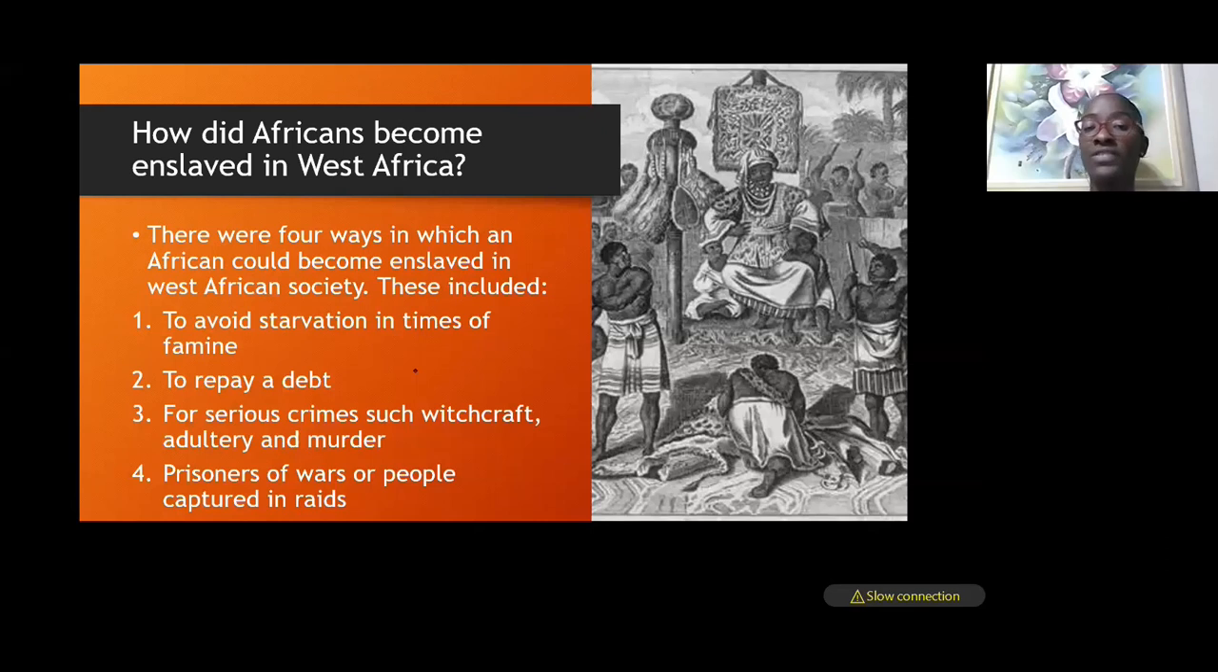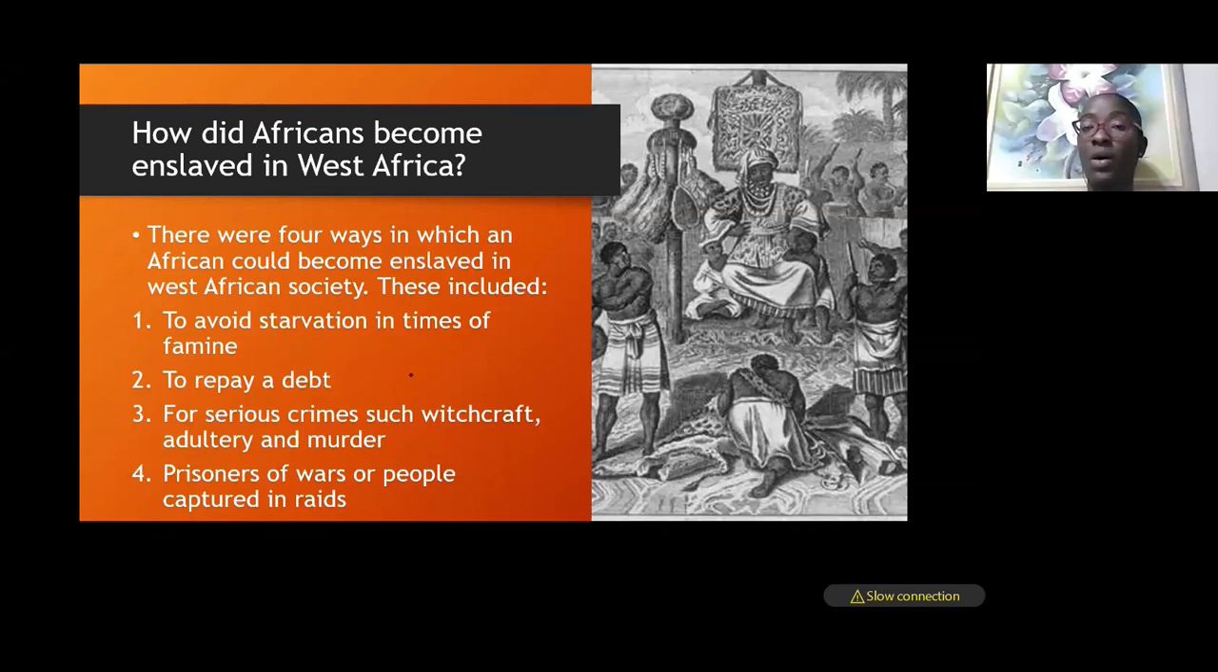Also, for serious crimes such as witchcraft, adultery, and murder, persons were also enslaved in West Africa. And that was also for a time. So you were sentenced to a certain period of time, and that was a form of punishment.